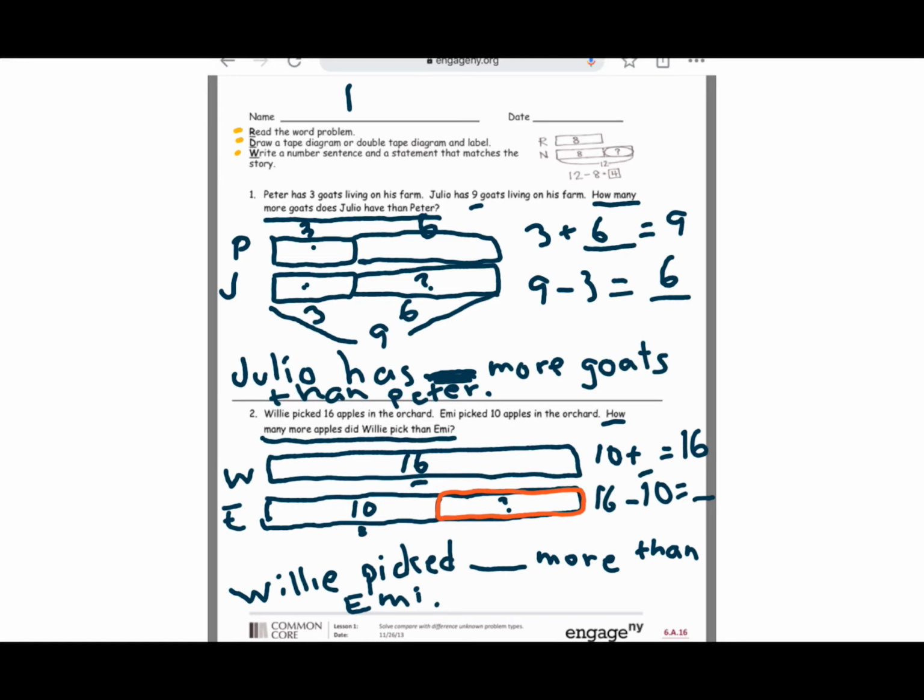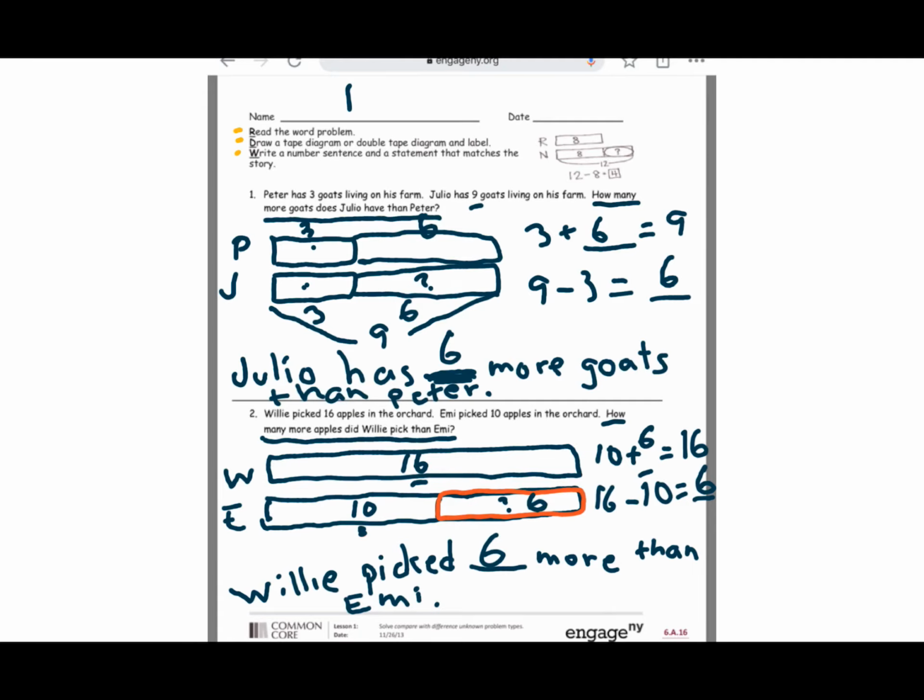So I could count on, I could use a number line, but 10 plus 6 equals 16. Or 16 minus 10 equals 6. So my answer was 6. So Willie picked 6 more apples than Emmy. Okay, boys and girls, up here for number 1, I forgot to write my answer. This answer was also 6. Julio picked 6 more apples. I'm sorry, Julio has 6 more goats than Peter.